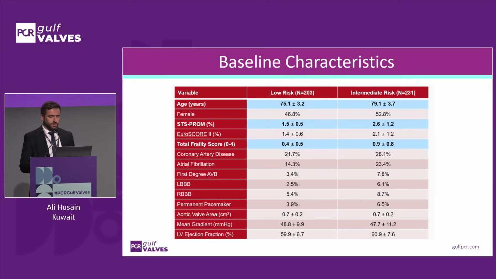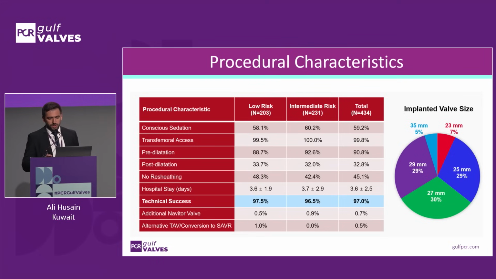Less than 10% of those patients had right bundle branch block at baseline. And you can see this is a population of normal LV ejection fraction. The mean gradient was 48 prior to TAVI, and the valve area was 0.7. With regards to the most common valves used in this study, it was mostly the 29, 27, and 25 valves, less of the 23 and less of the 35 valve. You can see that 90% of those patients actually had pre-dilatation done, and only a third required post-dilatation. Technical success was achieved in 97% of cases, which is a high percentage.